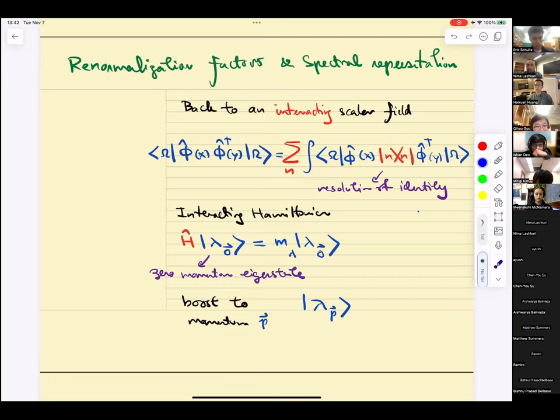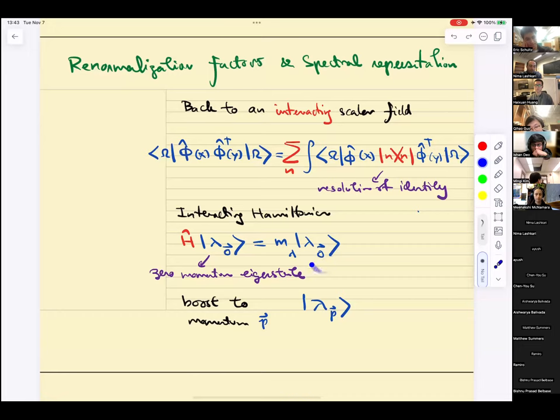These are orthogonal. Good. Now, consider the interacting Hamiltonian H hat and a particular zero momentum eigenstate, lambda naught. So lambda is some label that labels a particular energy eigenstate. And the eigenvalue of that is m lambda, which is the mass of it, right? Because what is the eigenvalue of the Hamiltonian? It's energy, right? What is energy? It's the square root of m squared plus p squared, right?